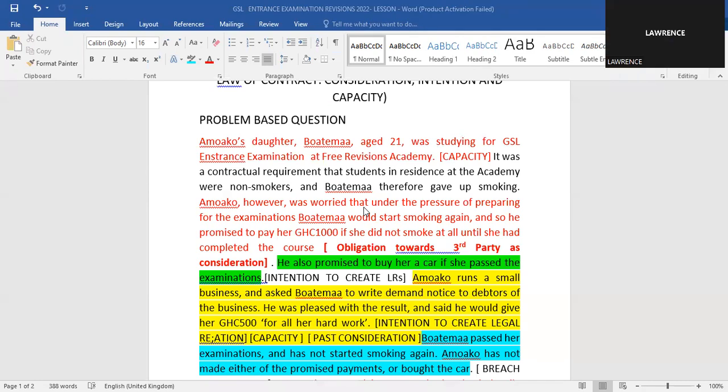The position at common law is that the performance of a pre-existing contract or legal duty does not constitute sufficient consideration for a third party's promise or for another promise. In this case, Boatemaa is under a legal duty from the academy not to smoke. And so if the father comes in to promise her not to smoke and she refrains from smoking, she is already under that legal duty not to smoke, and so that will not constitute a valid consideration. However, as Section 9 of the Contract Act 1960 provides, that position has changed.